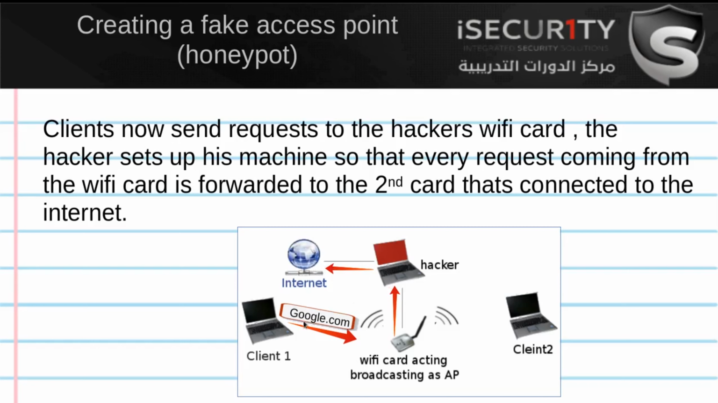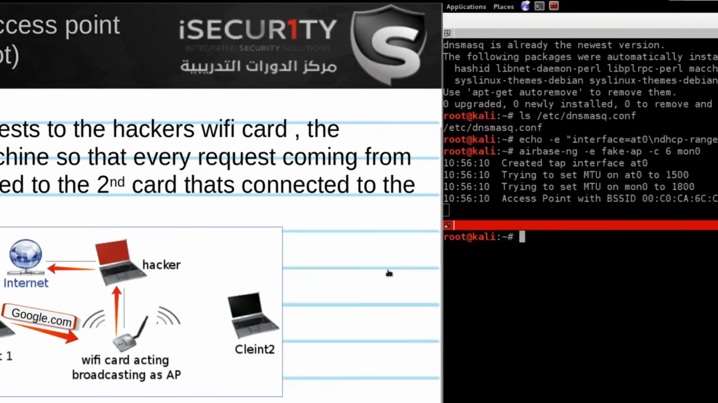Any request that the Wi-Fi card receives, it's going to forward it and ask the internet card for it. And when the internet card brings back that request, it's going to give it to the Wi-Fi card, and the Wi-Fi card will know what to do with it. So basically, we're just going to link those two cards together through our laptop or through our device.